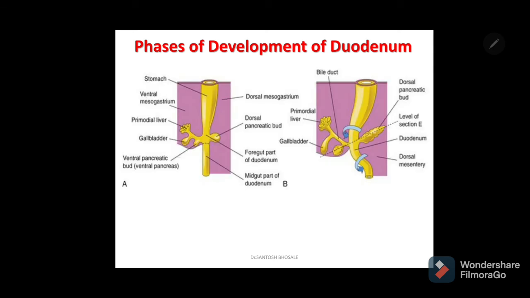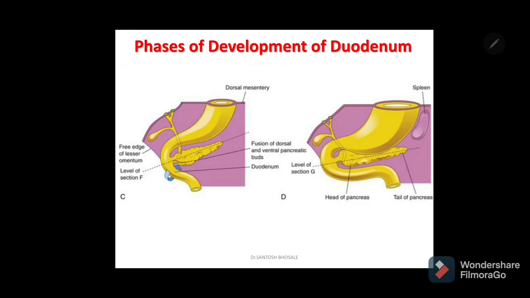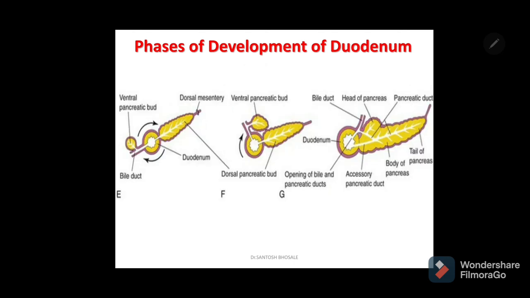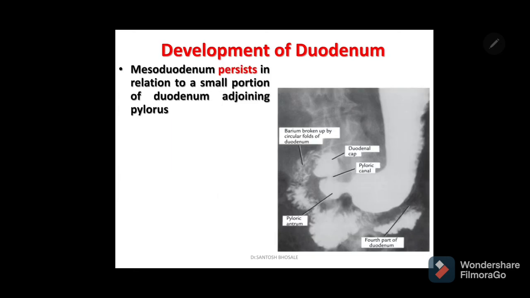resulting in the movement of the ventral pancreatic bud towards the dorsal pancreatic bud. You can notice here, this is the hepatic bud, cystic bud, ventral pancreatic bud, dorsal pancreatic bud. Due to axial rotation of the duodenum, the ventral pancreatic bud, which was here, moves and joins with the dorsal pancreatic bud, resulting in the pancreas. You can notice here the ventral pancreatic bud and dorsal pancreatic bud, due to axial rotation of the duodenum.